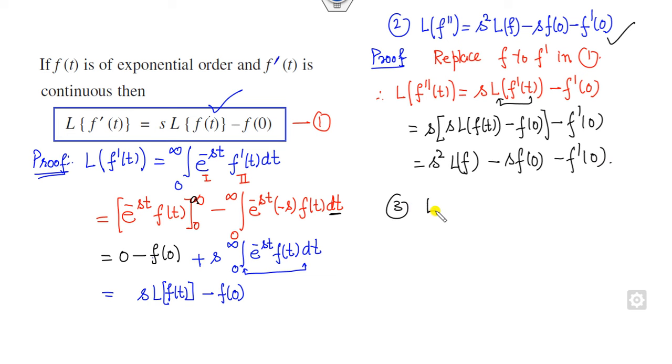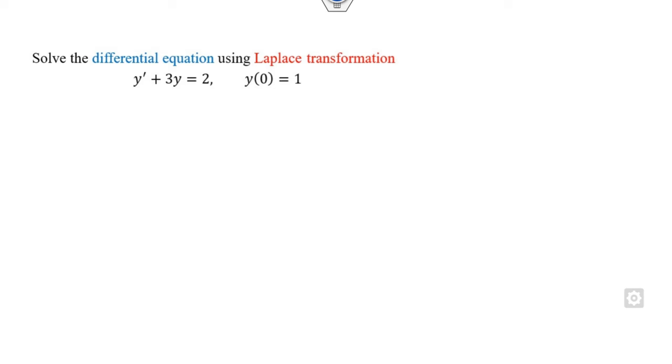Similarly, if you want to find the Laplace of the triple derivative, you can find it by replacing f with f double dash in the equation. So whenever you are trying to solve these, we will use this derivative formula in the Laplace. So let's start with the first one.